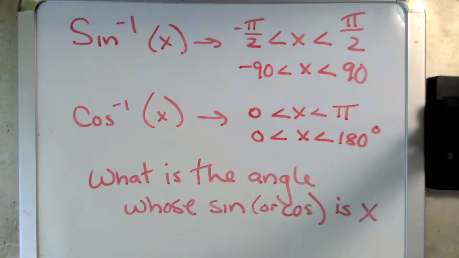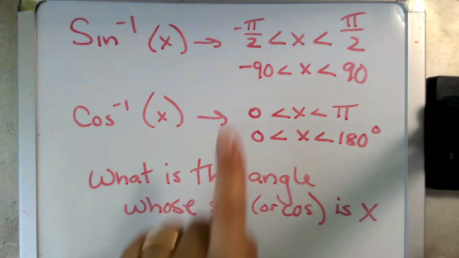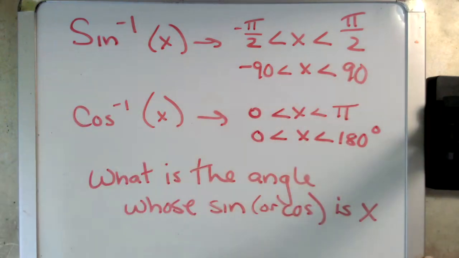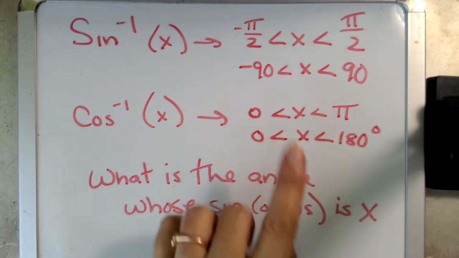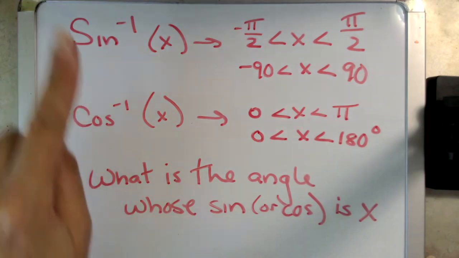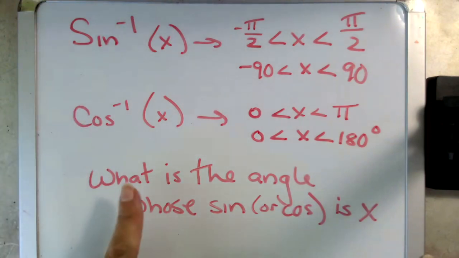Okay, so that is your beginning look at inverse sines and cosines. Here's your limitation on what x can be for the inverse sine. Here's your limitation on what x can be for inverse cosine. And inverse is asking the question, what is the angle whose sine or cosine is x?